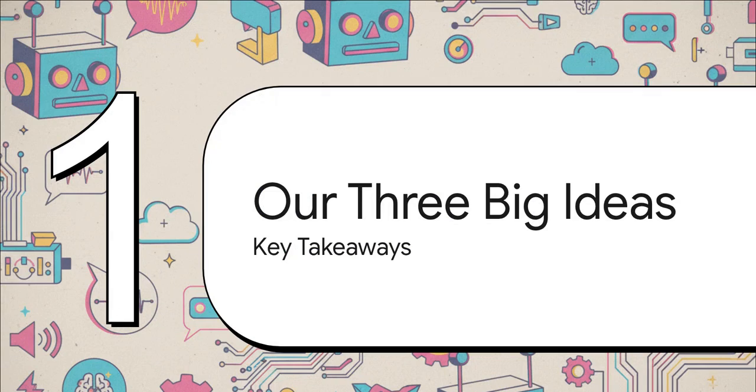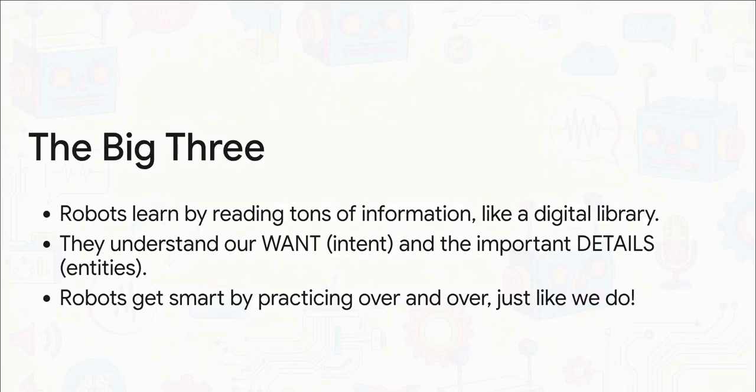Whew, look at what we did. Our robot friend is so much smarter, and it's all thanks to us. We learned so much today. So let's do a super quick recap of the 3 most important, biggest ideas. You ready? Okay, here are our 3 big takeaways. First, robots learn by reading a huge amount of information. Second, they have to figure out what we want. That's the intent. And find the important details. Those are the entities. And third, robots get smart by practicing over and over and over again, just like we do.